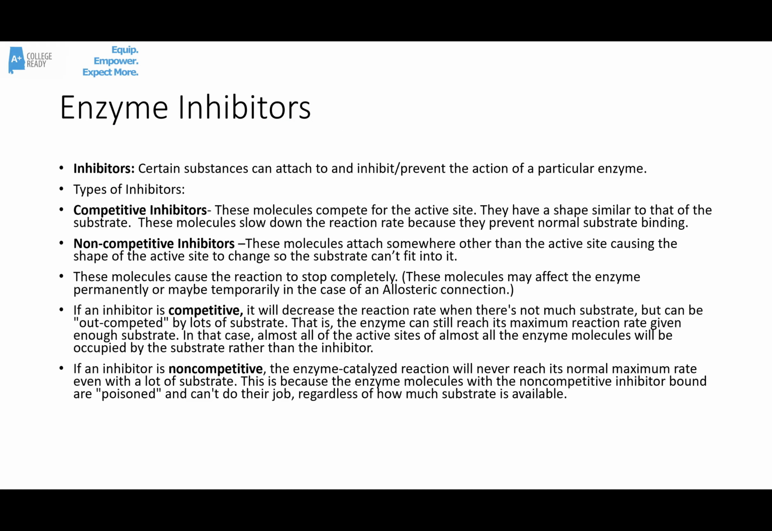So let's also mention enzyme inhibitors. Inhibitors are substances that attach to and inhibit or prevent enzymes from working. We usually talk about two kinds of inhibitors. First, let's mention the competitive ones. These are molecules that compete with the substrate for the active site. They may have a shape that's very similar to that of the substrate. They slow down the rate of the reaction because they prevent the substrate from binding to the active site.